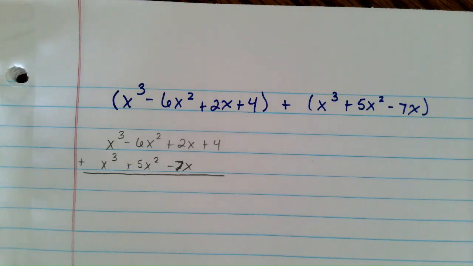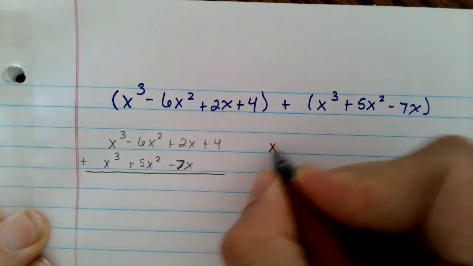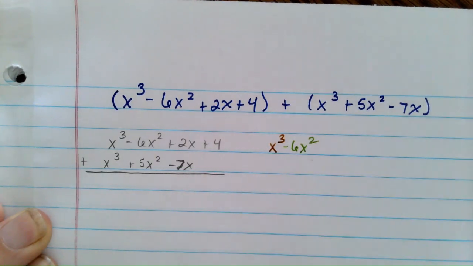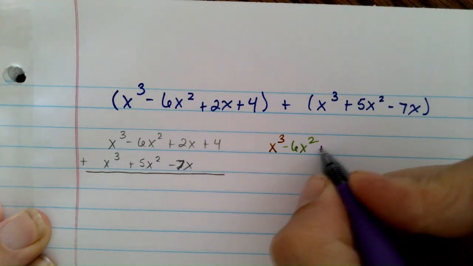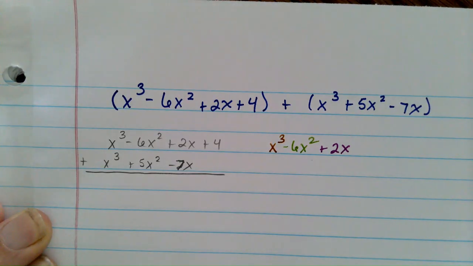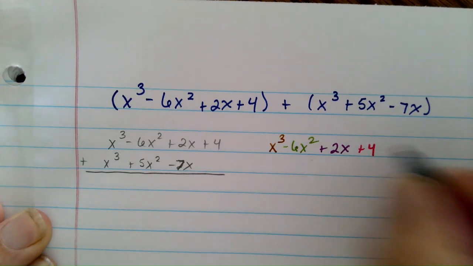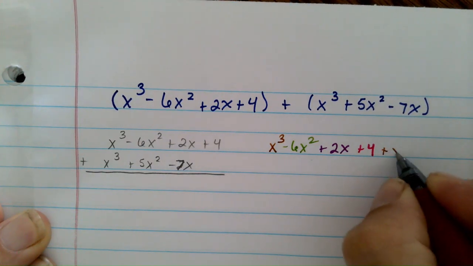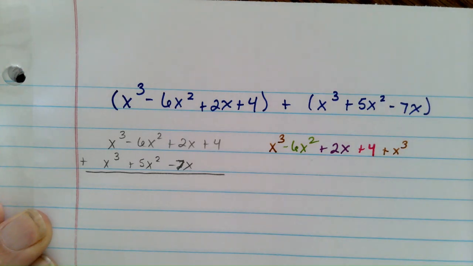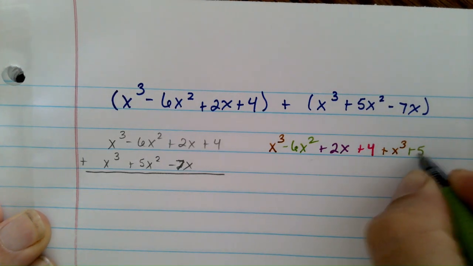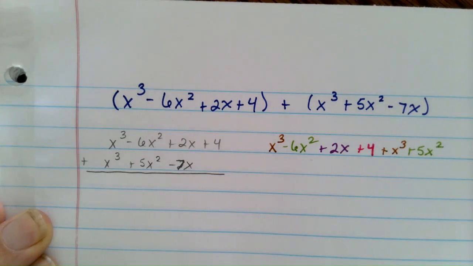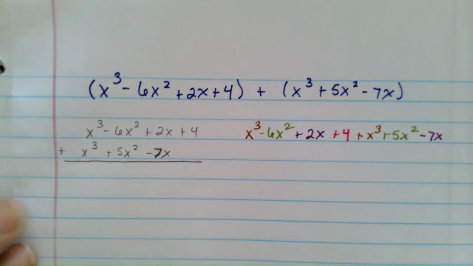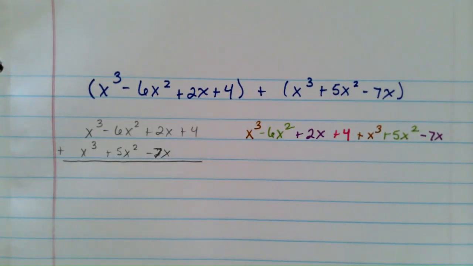The other way that some people do it is they like to color code. So we have x cubed minus 6x squared plus 2x plus 4, and I'm going to distribute that plus sign through as I go. So that would be plus x cubed plus 5x squared minus 7x.